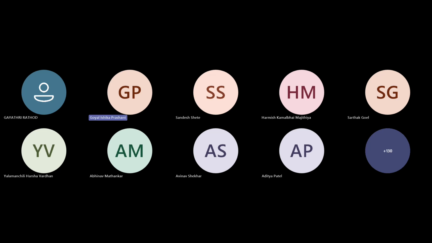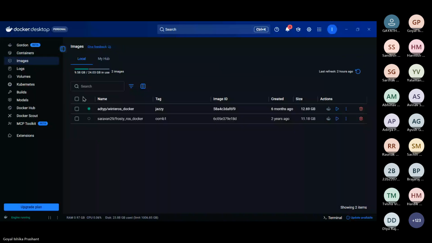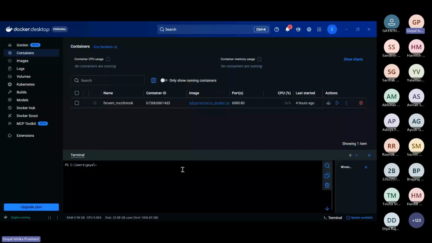Okay, so once you do install Docker, this is the screen that should pop up. As you can see, we have different tabs here. We have the containers that shows us the list of containers that we have on our Docker. We have the list of images and so on. Now, on the right hand bottom side here, you can see the option of terminal. So what we're going to do is we will install the image for the Docker container.